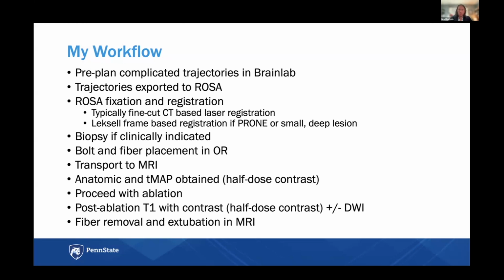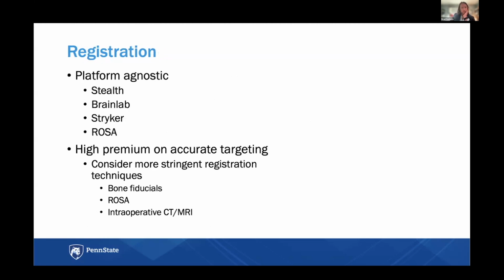If clinically indicated, you could do a biopsy through the exact same position. You're going to place the bolt and fiber in the OR and then transport to MRI. You're going to get your anatomic and temperature map data and then proceed with the ablation. After the ablation, you'll typically get another MRI. You could get one with diffusion as well, allow to see your ablation zone, and then you remove the fiber and then wake the patient up in the MRI scanner.